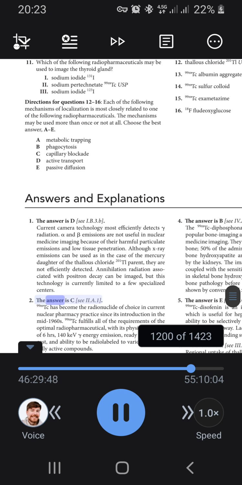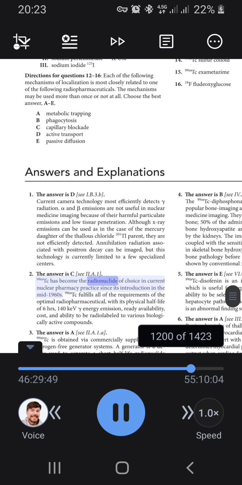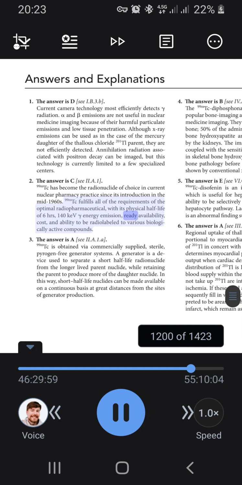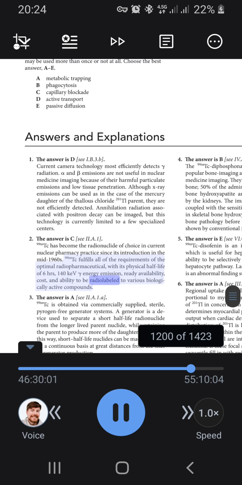Two. The answer is C. C2A1. 99mTc has become the radionuclide of choice in current nuclear pharmacy practice since its introduction in the mid-1960s. 99mTc fulfills all of the requirements of the optimal radiopharmaceutical, with its physical half-life of 6 hours, 140 keV energy emission, ready availability, low cost, and ability to be radiolabeled to various biologically active compounds.